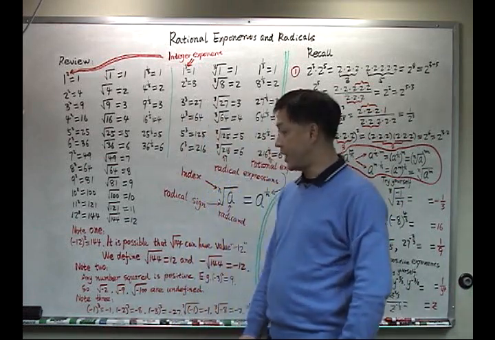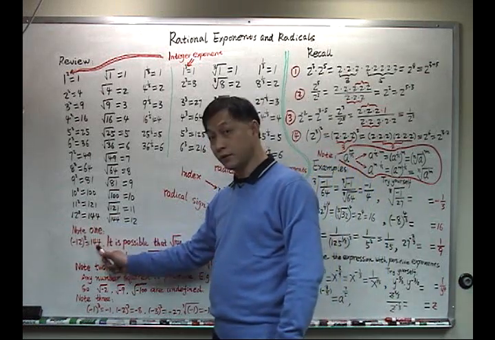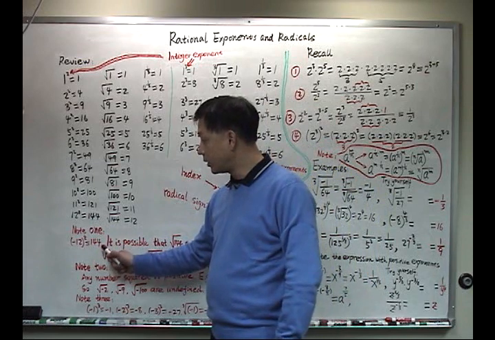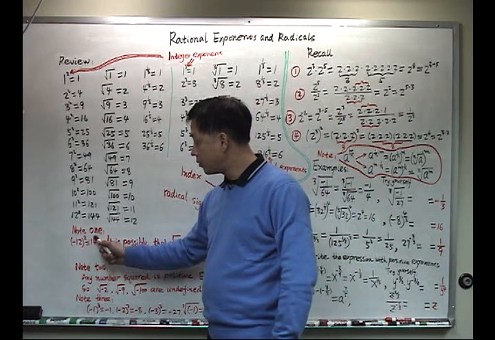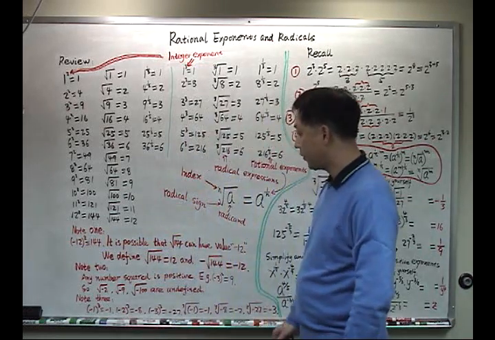Okay, in the real number range, because positive times positive or negative times negative, you always get a positive. So you cannot find a negative number to go back to. Okay, so that's one thing.